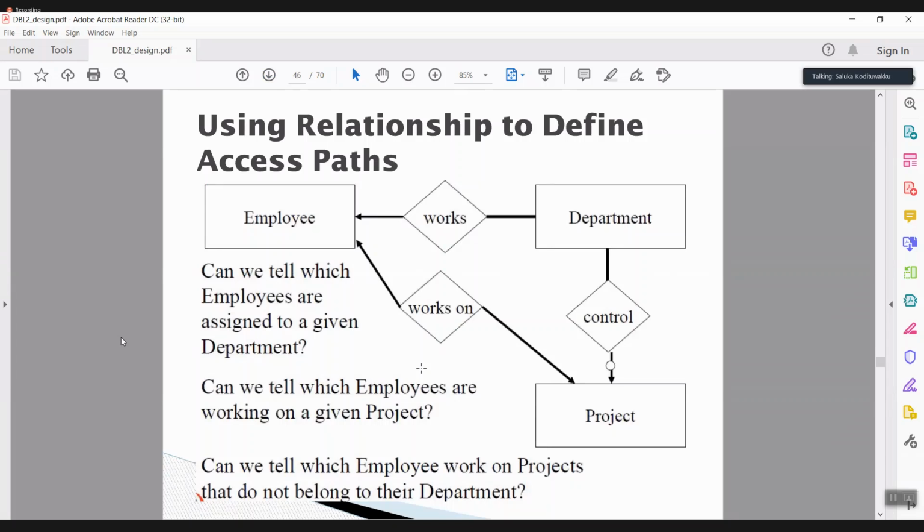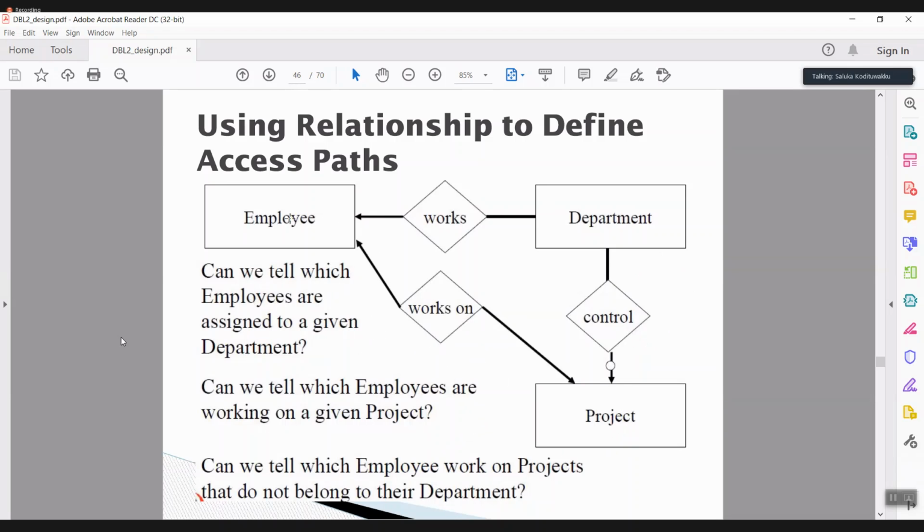And then using relationships to define access paths, this is what we say. The employee has an association with department because employees work for a department; in one department many employees work. Employees work on multiple projects, and for one project there may be multiple employees. And the department may control projects, and for that purpose the project should be accessible. That is part of the ERD diagram you saw earlier.